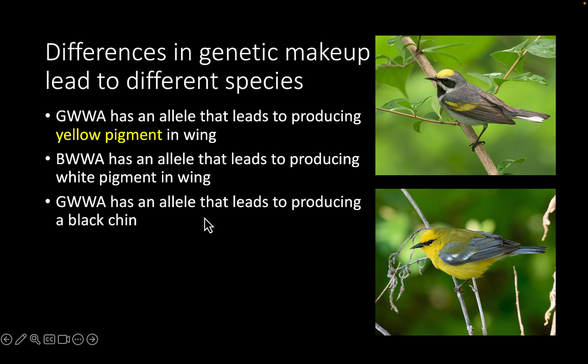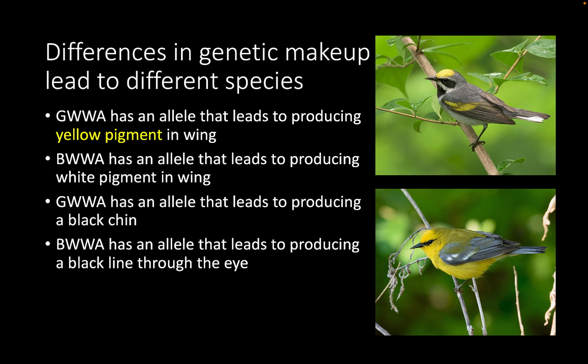The golden-winged warbler should have an allele that leads to producing that black chin, and that should be absent in the blue-winged warbler. And the blue-winged warbler has an allele that leads to producing that black line through its eye. All right. So those would be different alleles you might expect to find in it. It's not always that simple, but if we follow the straightforward idea of allele to protein, then there should be an allele for each of those differences.